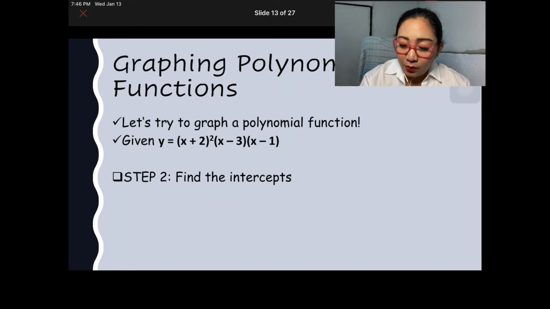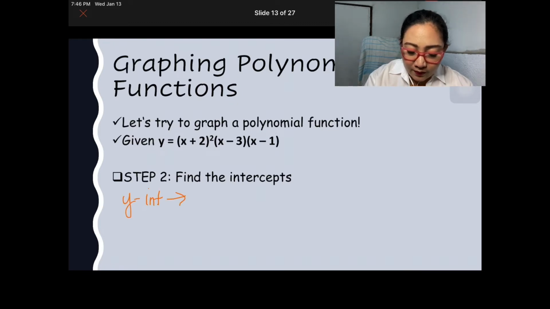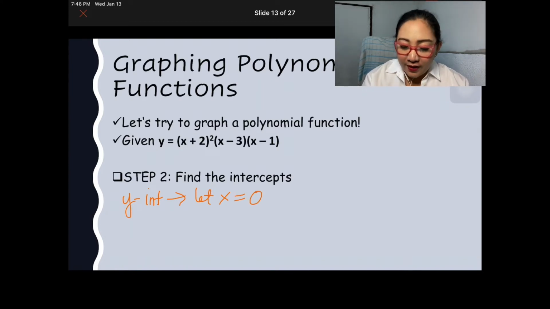So, we're going to look for the y-intercept first. In order for us to find the y-intercept, ayaw niyo magsulat. Ayan. In order for us to find the y-intercept, we let x be equal to 0. And if that happens, ano pong mangyayari? Y is equal to 0 plus 2 squared times 0 minus 3 times 0 minus 1.